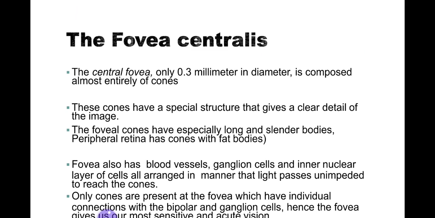Only cones are present at the fovea, which have individual connections with the bipolar and ganglionic cells. That point is very important, that they have single connections with the bipolar and ganglionic cells. Hence the fovea gives us the most sensitive and acute vision.